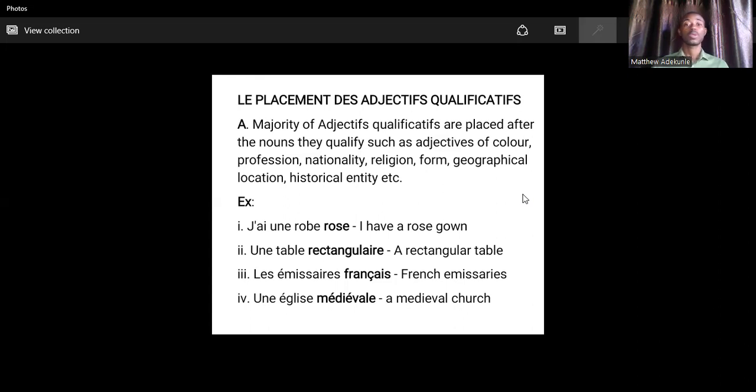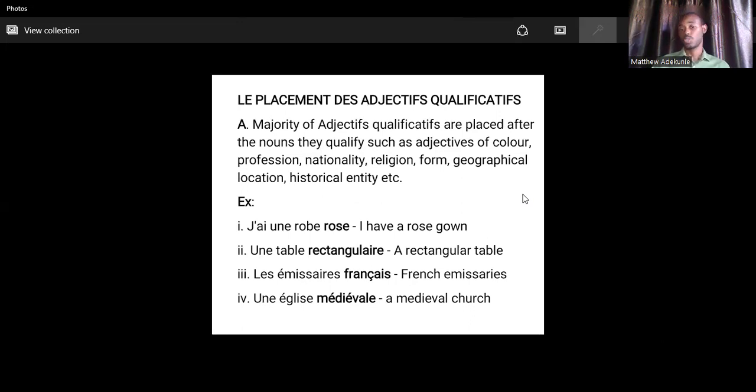Like the first one here, I said that the majority of adjectives or adjective qualificative that is written in French are placed after the nouns they qualify, such as adjectives of color, profession, nationality, religion, form, geographical location, historical entity, et ainsi de suite, etc. So that means that when you see adjectives that perform these functions, such as color, profession, you place them after the nouns that they qualify. And we have examples here.